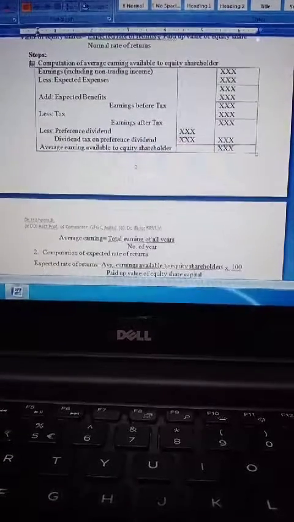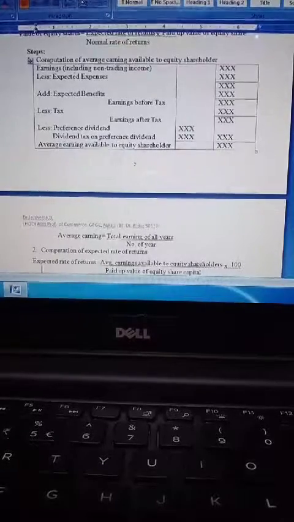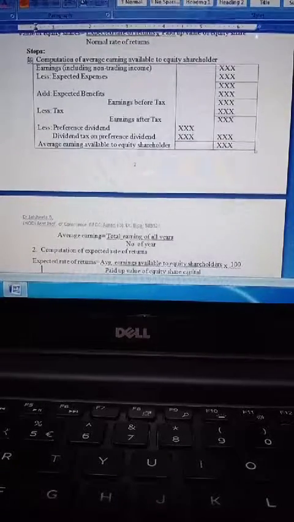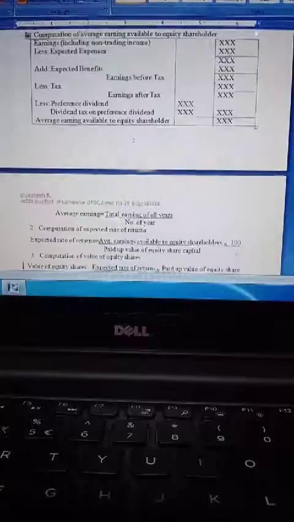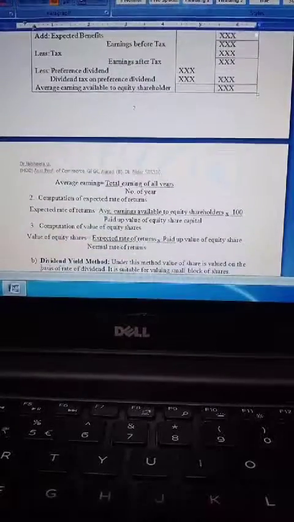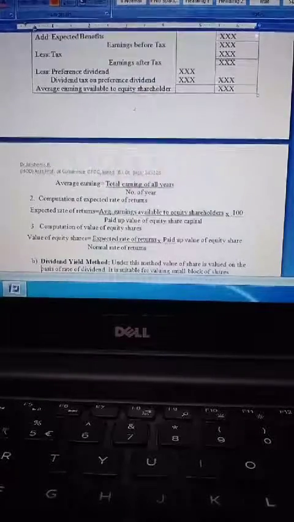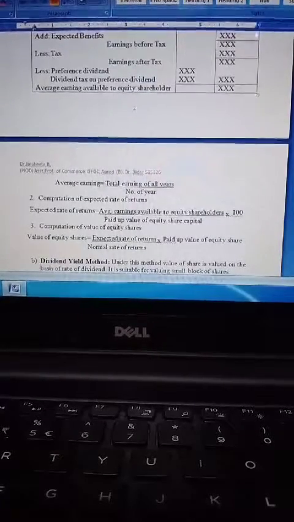The tax rate should be given in the question. It may be 40, 50, 30, whatever it may be. You should deduct it from the earning before tax. After that, the balancing figure we call earning after tax. From that we should deduct the preference dividend, if it is given in the question; otherwise, you directly take the earning.